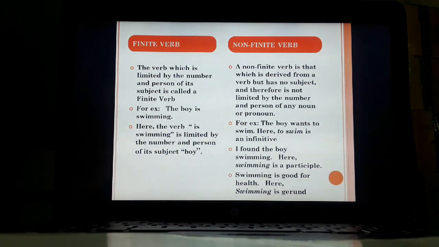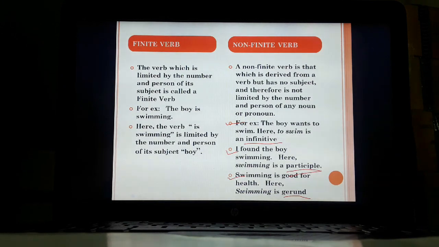Whereas in case of a non-finite verb, I have given 3 examples over here. In the first case, the boy wants to swim. Here, to swim is an infinitive. In the second sentence, I found the boy swimming. Here, swimming is a participle. And in the third case, swimming is good for health. Here, swimming is a gerund. So, in case of a non-finite verb, we have seen an infinitive, a participle, and the use of a gerund.